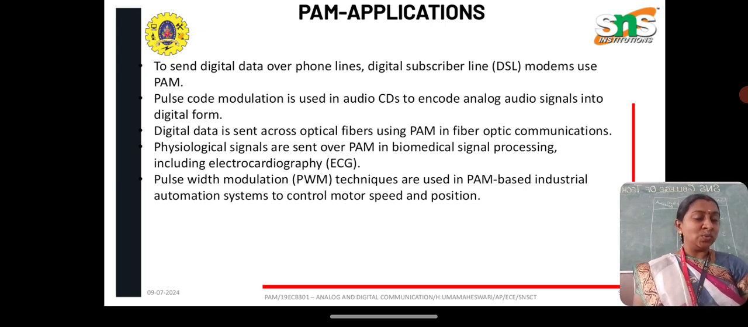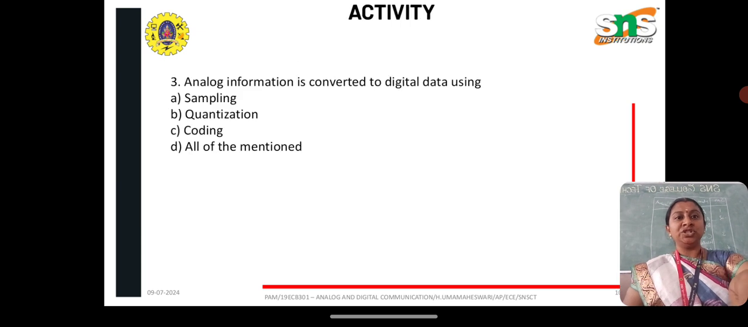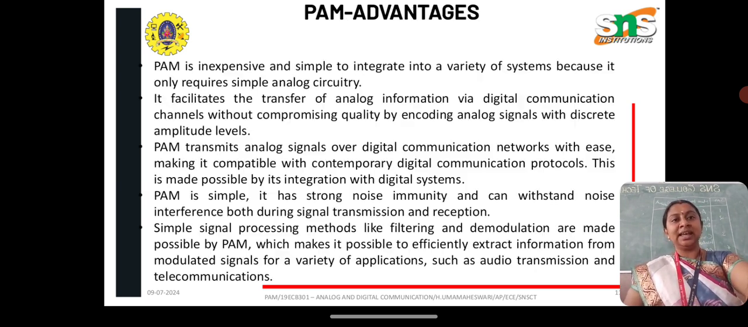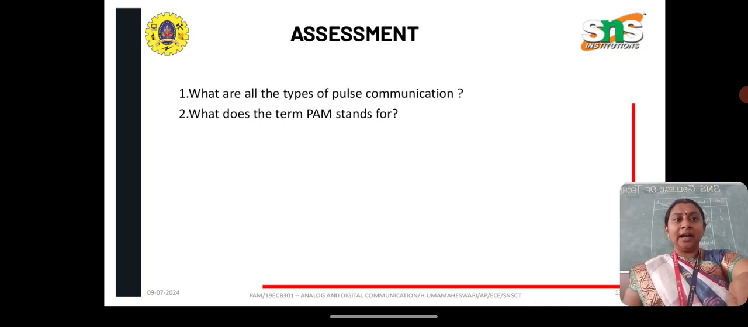Then pulse width modulation techniques are used in PAM based industrial automation systems to control the motor speed and the position. We'll be going with an activity where analog information is converted into digital data using these types. Then the advantages are that PAM is inexpensive, it uses simple signal processing and is very simple, and it transmits analog data over digital data.